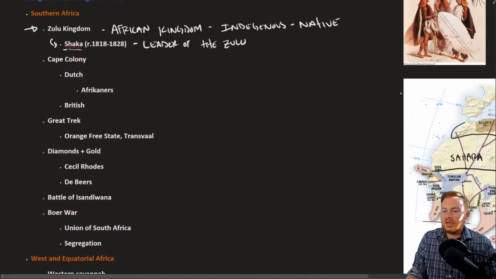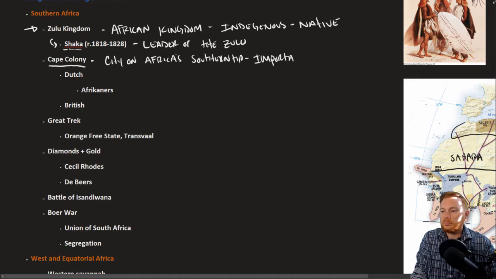However, the city of Cape Colony, like I mentioned before, is a city on Africa's southern tip and was an important, we might not call it a trade city because not a lot of trade was going on there, but certainly an important port city. This would be a place to stop for voyages going from Europe to India and back. So it was significant for that reason.